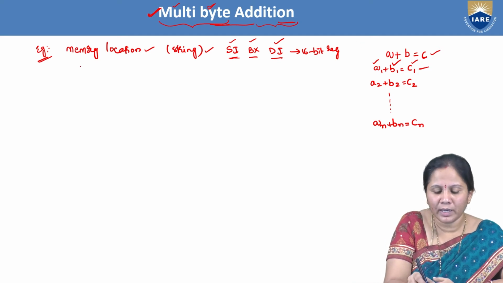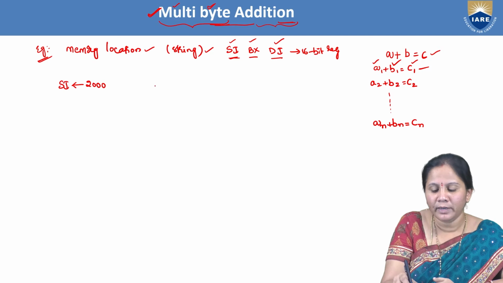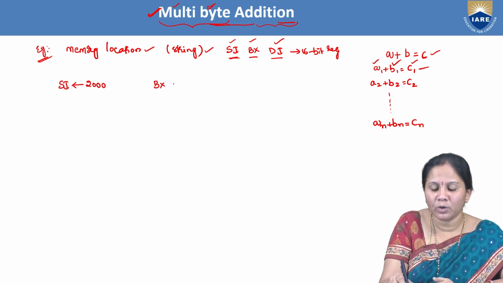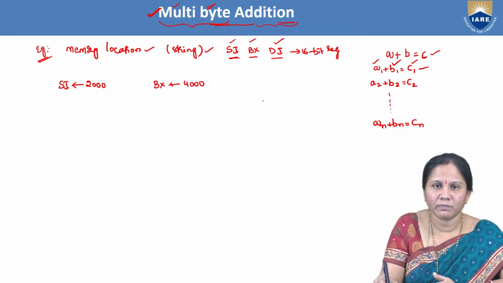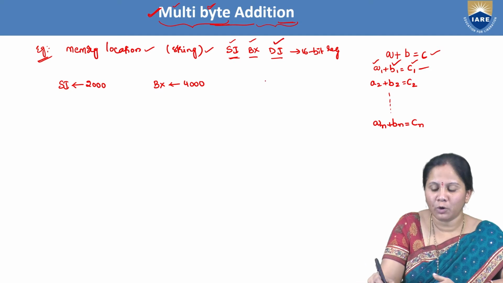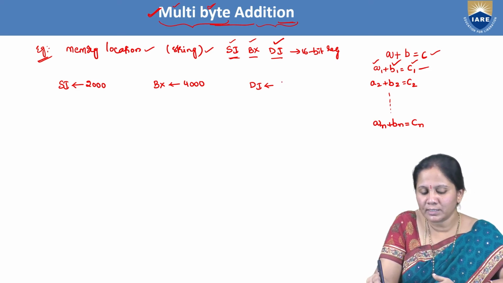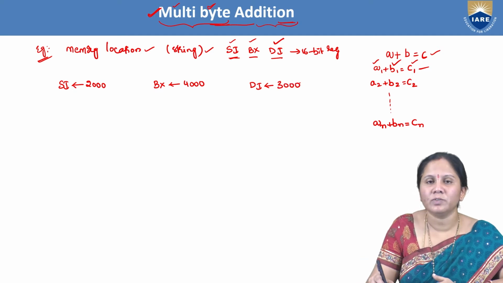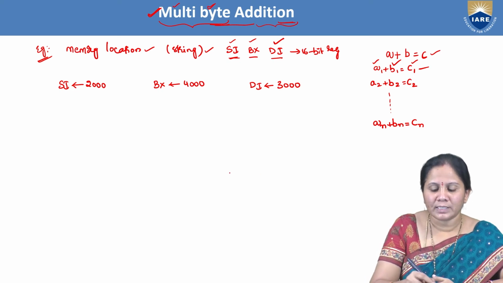So let us consider one example. Consider SI, which you are initializing with the value 2000, and BX, which you are initializing with the value 4000. In order to see the addition output, consider DI, the destination index register. Destination means output. For example, 3000 is the value that will be loaded into the DI register. SI, BX and DI are all 16-bit registers.